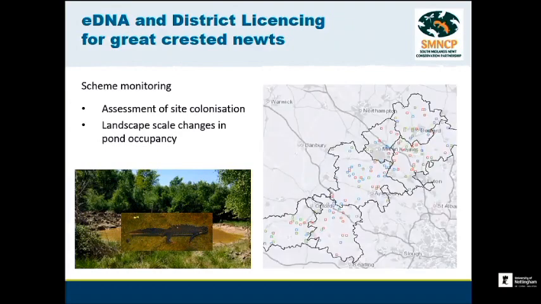Finally, we are using eDNA at the landscape level to assess whether the scheme is having a positive impact on the great crested newt population as a whole. So we've randomly stratified, selected 150 grid squares, which we will be sampling all of the ponds within on a rolling 3-year program. So 50 this year, 50 next year, 50 the year after, then back to the first cohort to look to see whether the proportion of occupancy changes, the number of ponds changes, things like that.